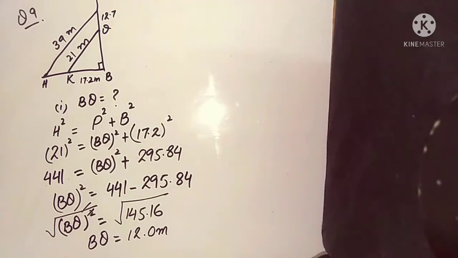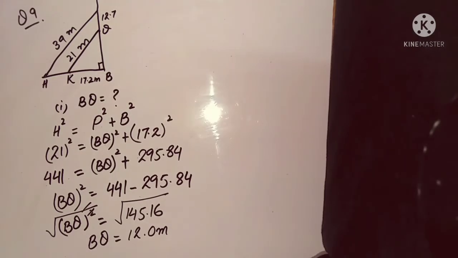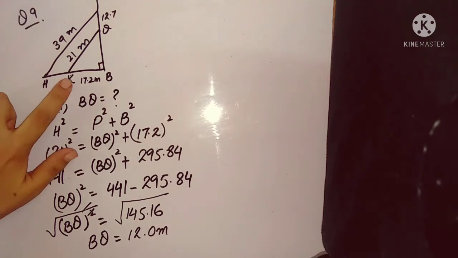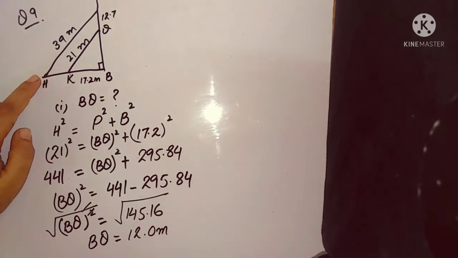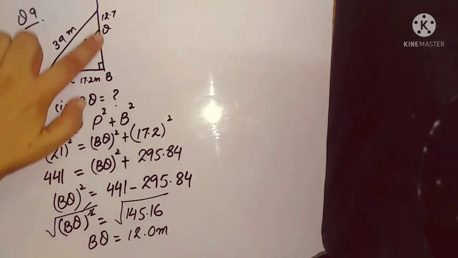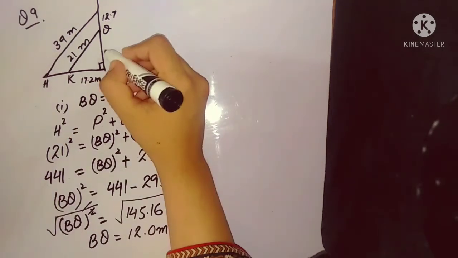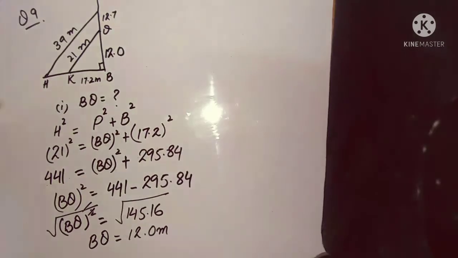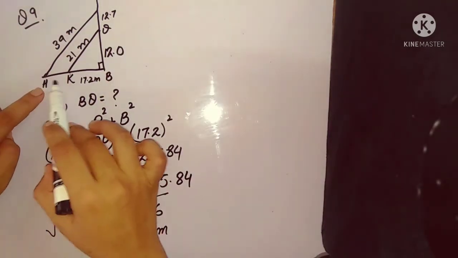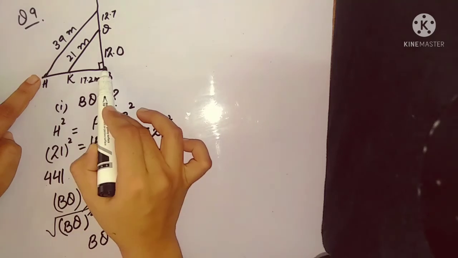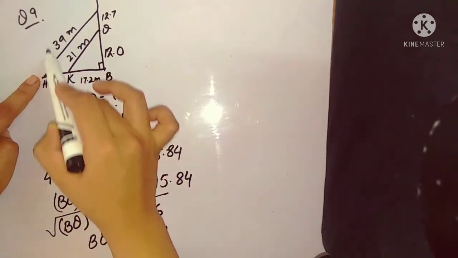In the second part, they are saying HK, the distance between the projections of the light beams. Now you have to find H and K. Okay students, now we have found the value of BQ, which is 12.0. So now consider this whole right angle triangle, because we can find HK if we know the length from here till here.